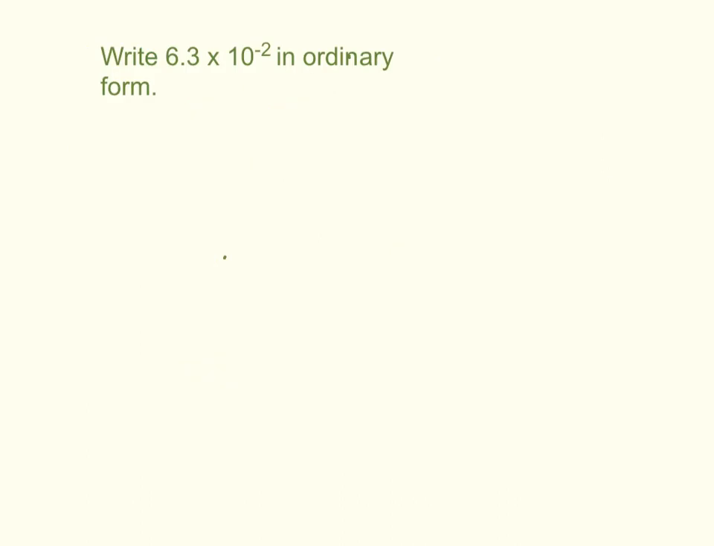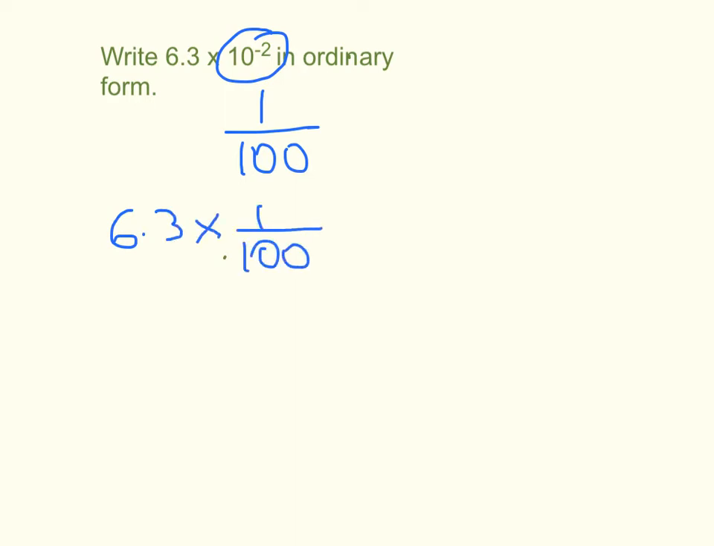Alright, here's our first example. Write 6.3 times 10 to the power of -2 in ordinary form. So first we're going to think about what that means. 10 to the power of -2 is 1 over 100. So we're being asked here to write 6.3 times 1 over 100. Now you don't have to write that out every time you do one of these, but the first time you see it, it can help us understand what's going on.